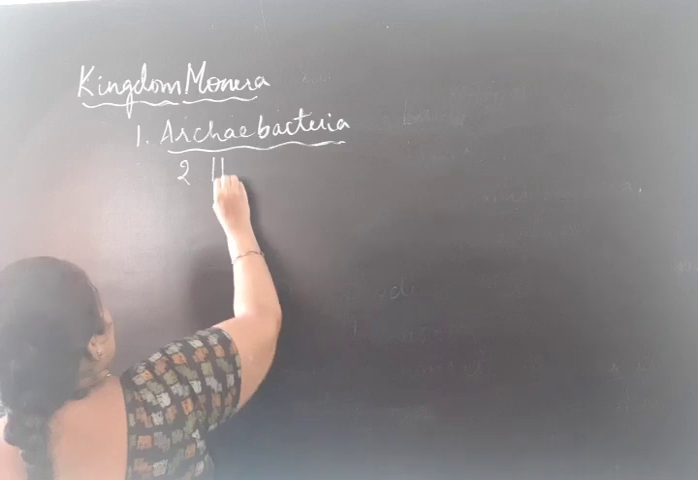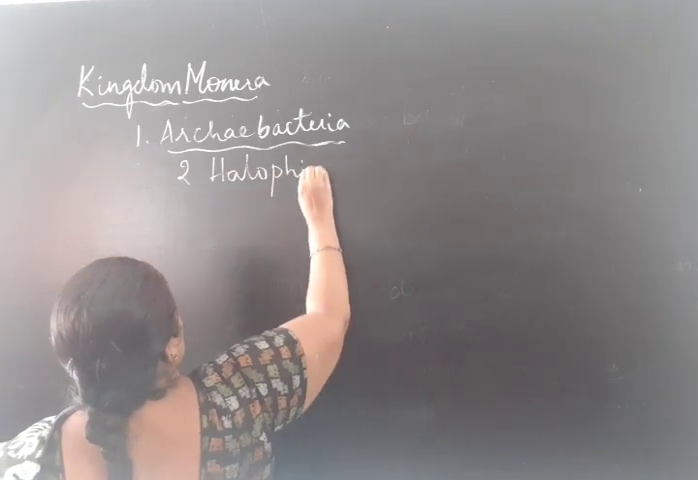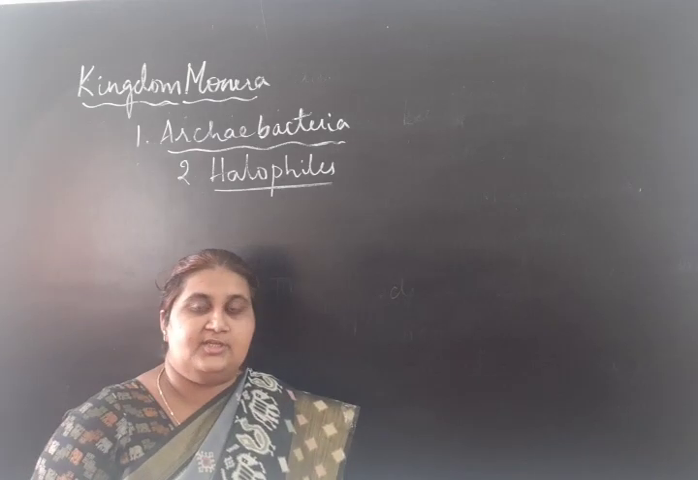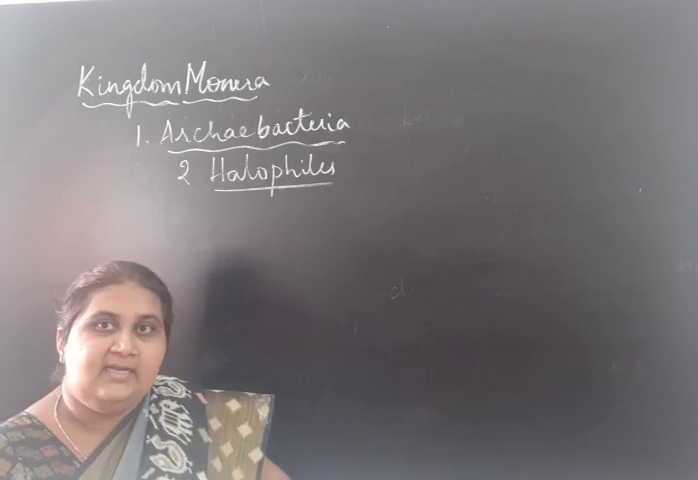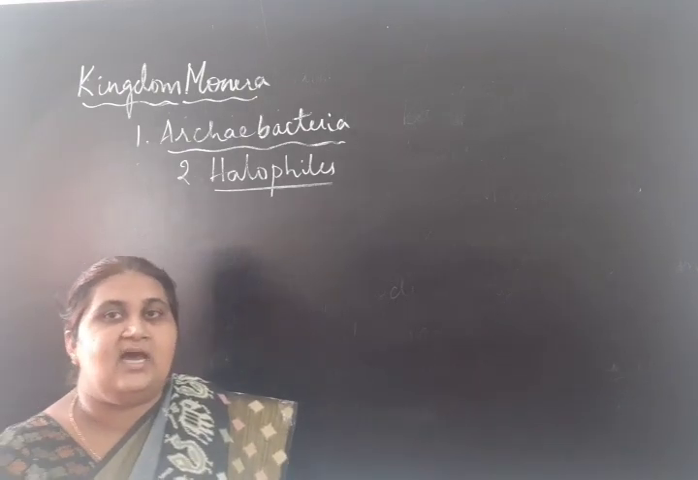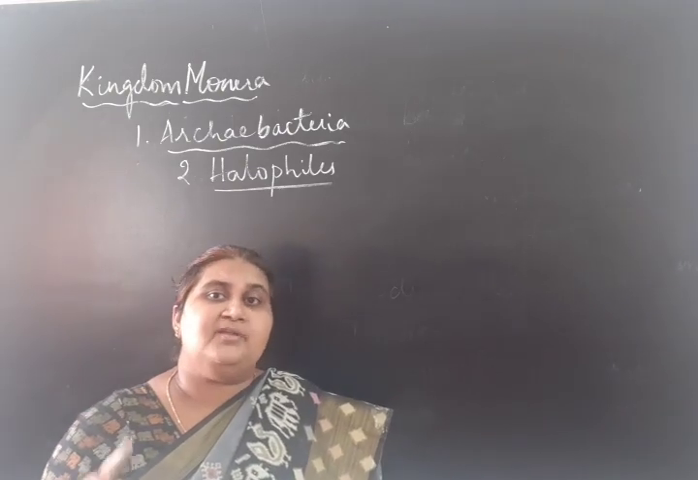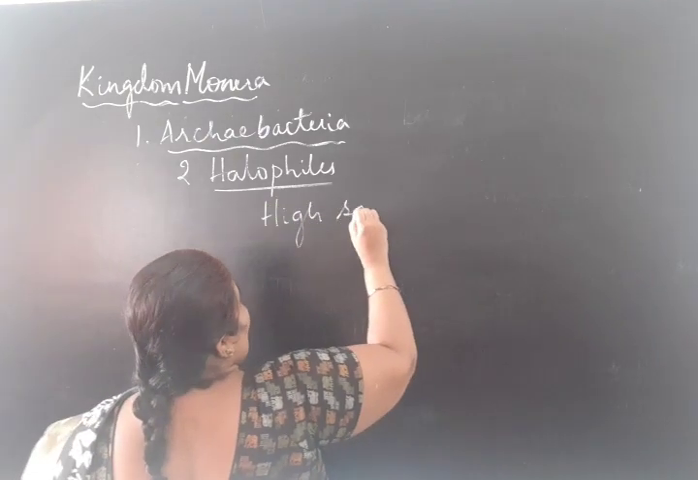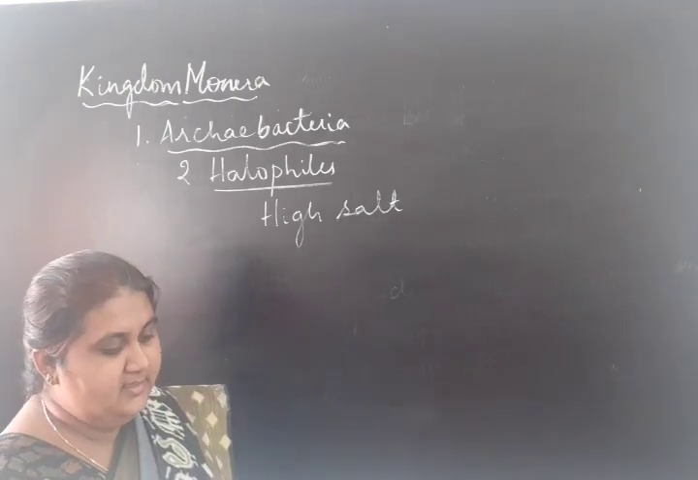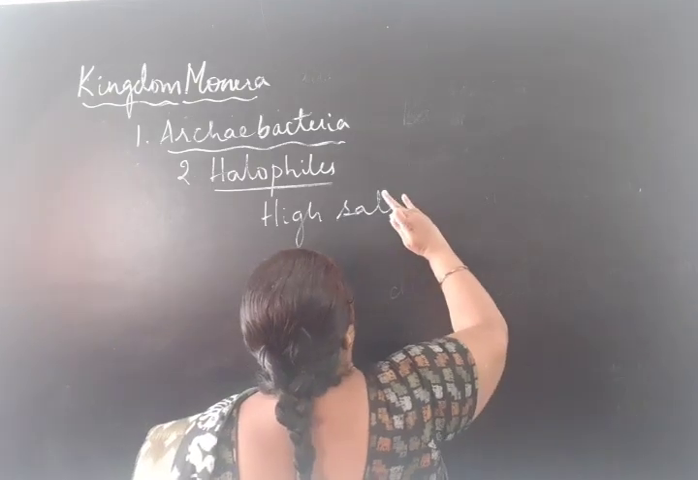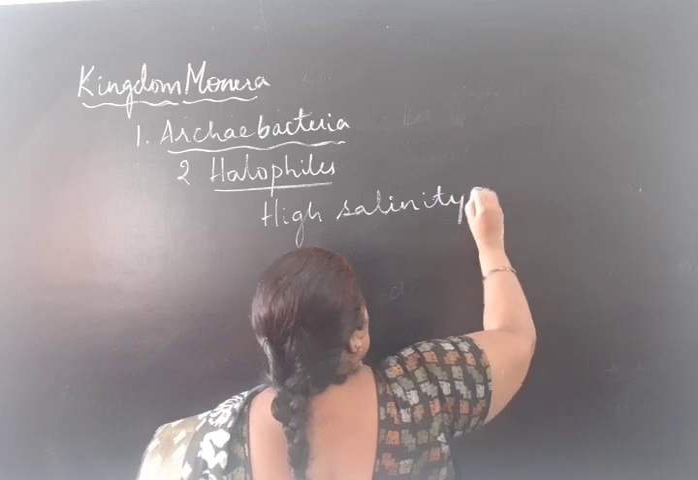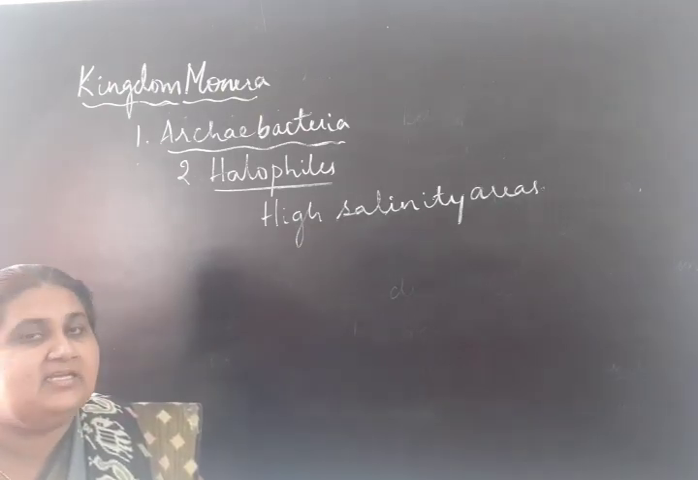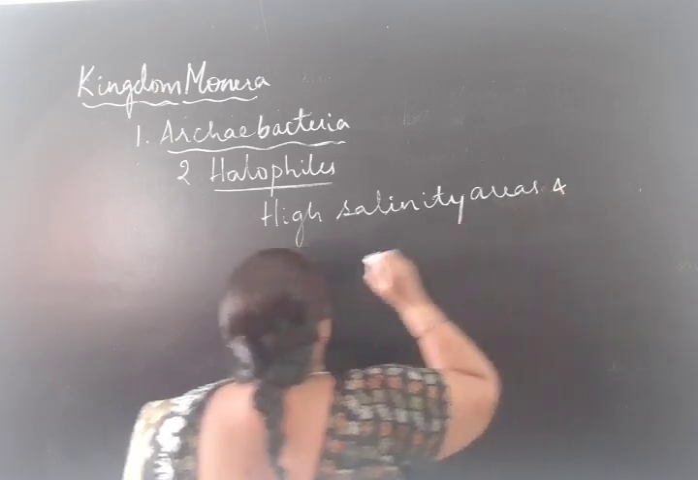The second group, halophiles. Halo, you might have studied in chemistry, is related to salt, and phile means attraction, loving. So these are the group of Archaebacteria which are found living in areas where there is high salt intensity, high salinity. Not only that, the light intensity is also high.